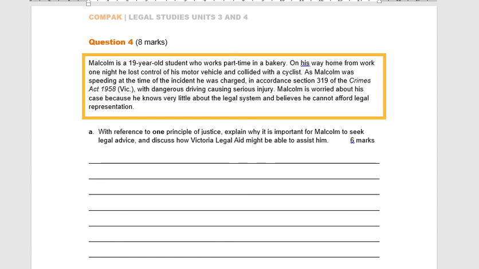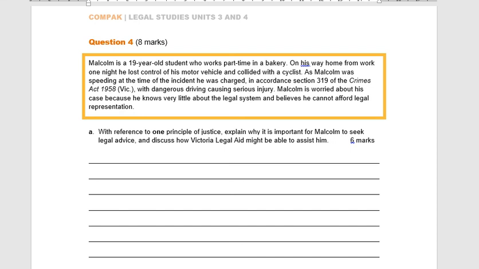Malcolm is a 19-year-old student who works part-time in a bakery. On his way home from work one night, he lost control of his motor vehicle and collided with a cyclist. Oh dear. Malcolm was speeding at the time of the incident and was charged with dangerous driving causing serious injury. Malcolm is worried about his case because he knows very little about the legal system. Well, I think legal aid will be able to be helpful here. And he believes he cannot afford legal representation.